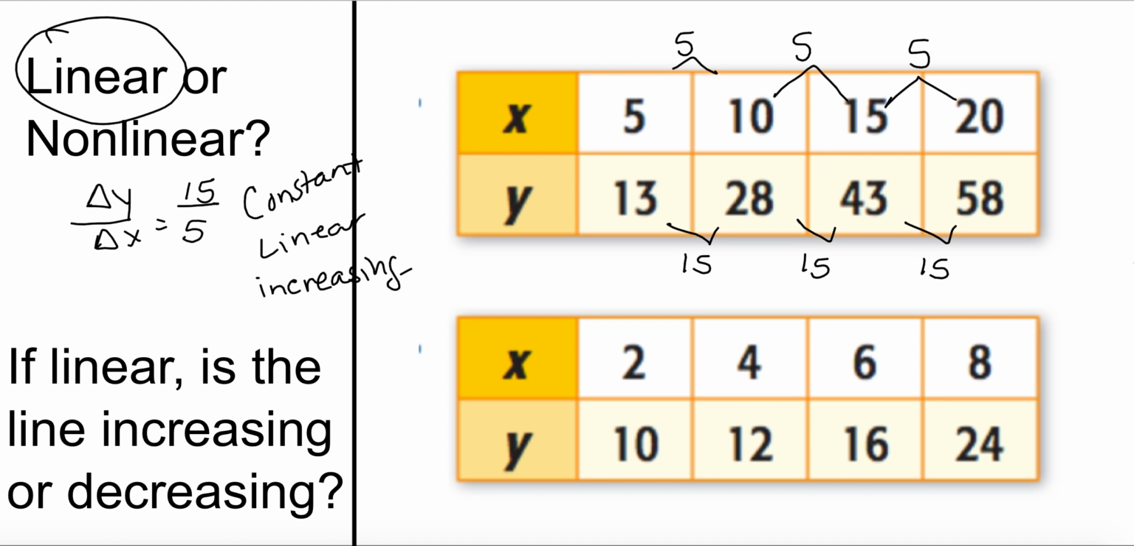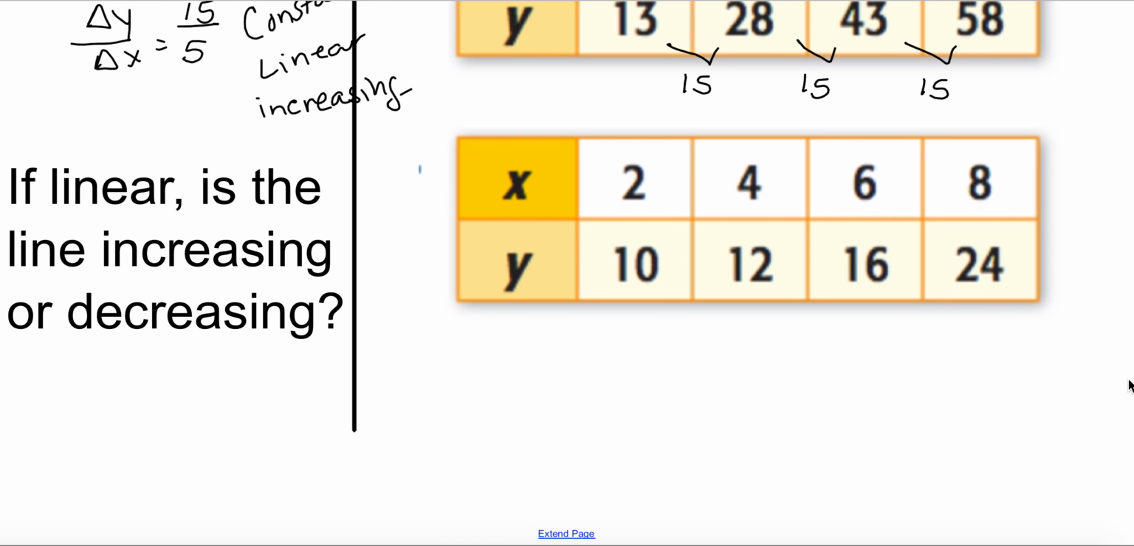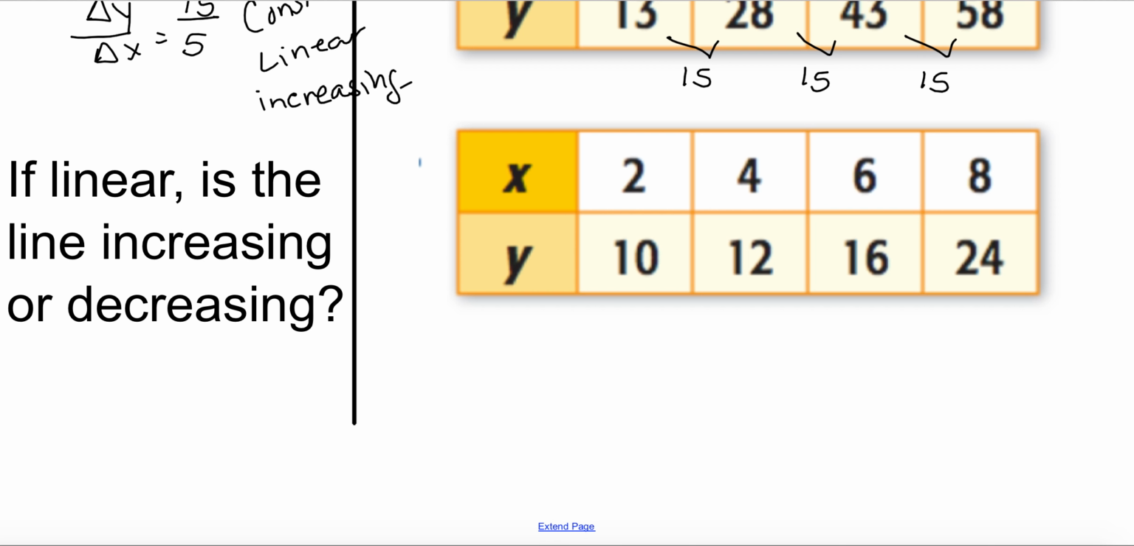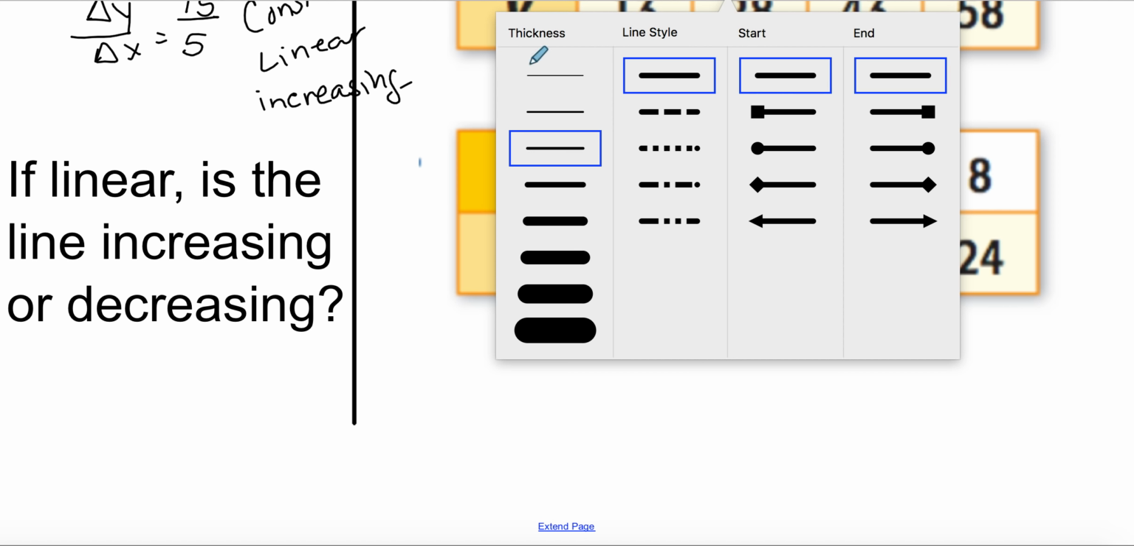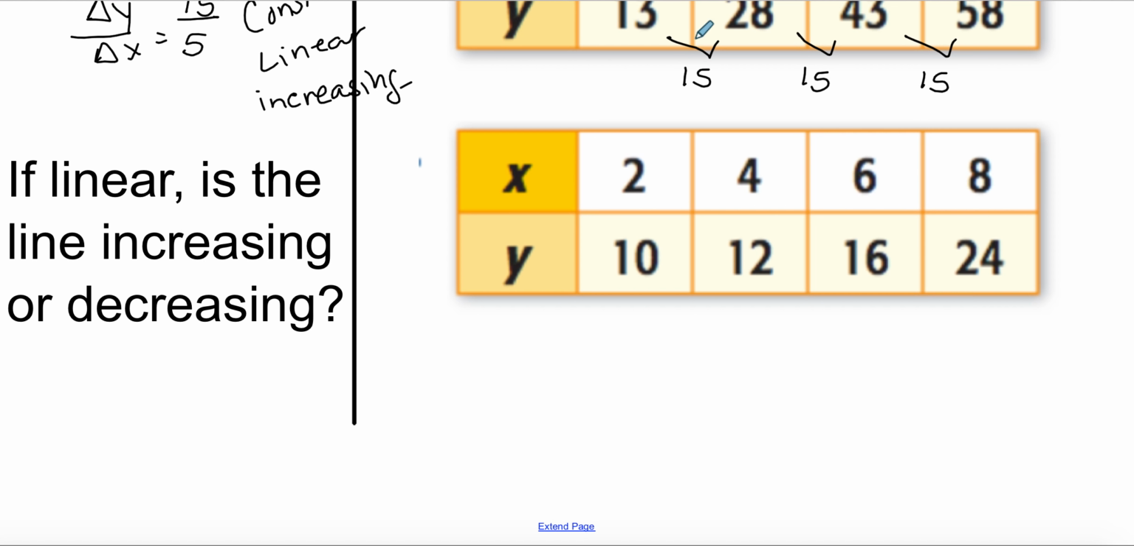All right, let's try this next one. The very first thing I'm going to do is see if it is linear. To determine if it's linear, I take this minus this to get 2. The difference between these is 2. And same there. Then I'm going to come down to the y value. 12 minus 10 is 2. 16 minus 12 is 4.